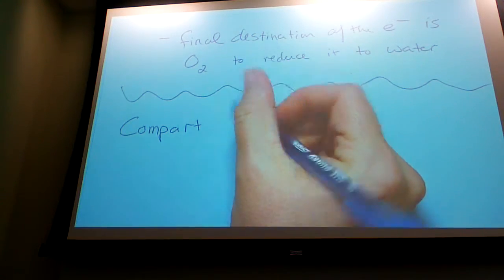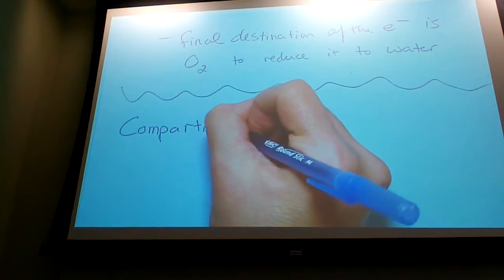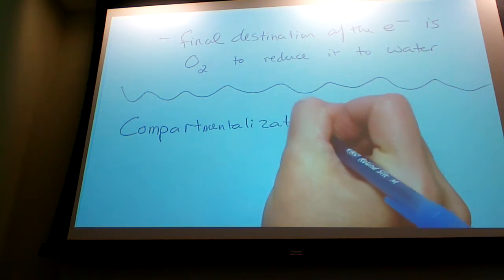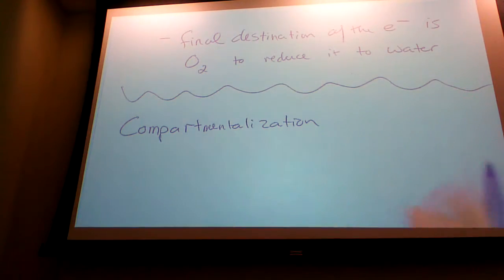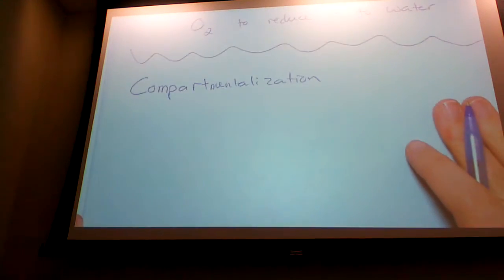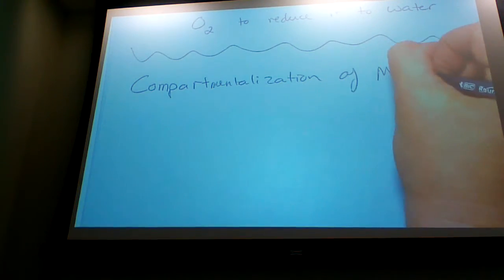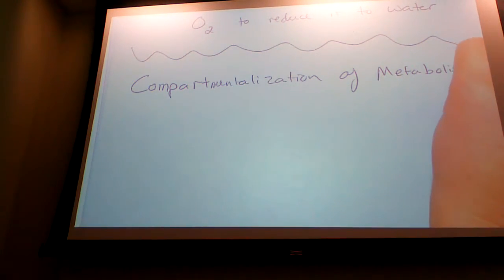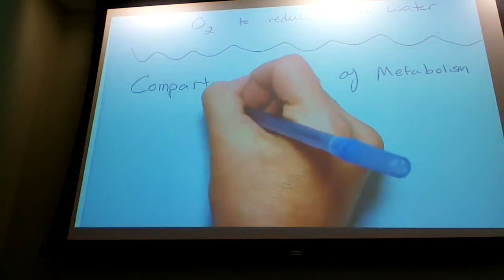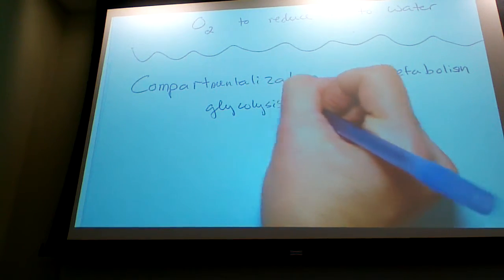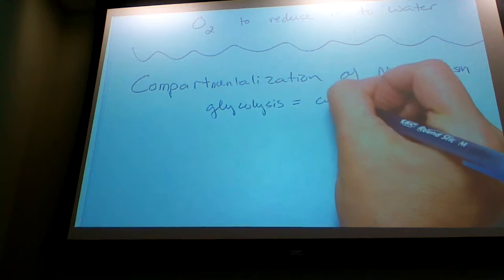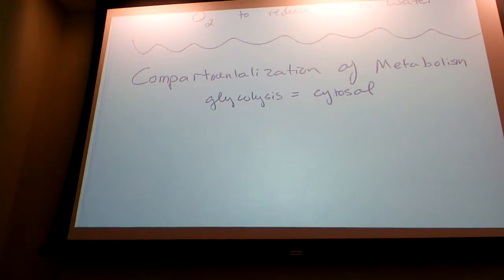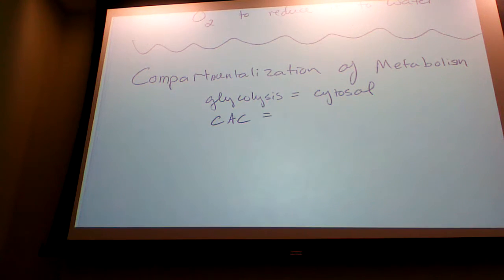Compartmentalization. That's a long word. We talked about this a little bit already. Okay, glycolysis happens where? In the cytosol. Okay. CAC occurs where? Mitochondria. Now we have to be more specific. Matrix. Matrix.